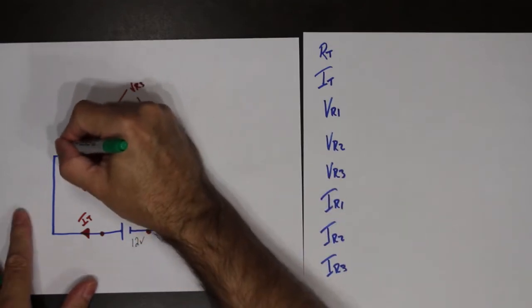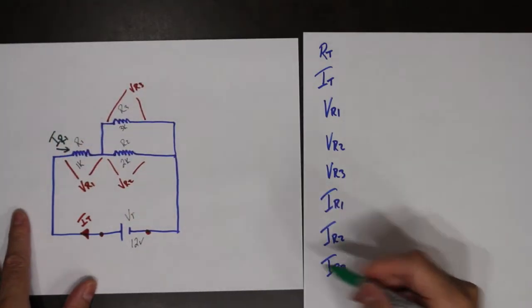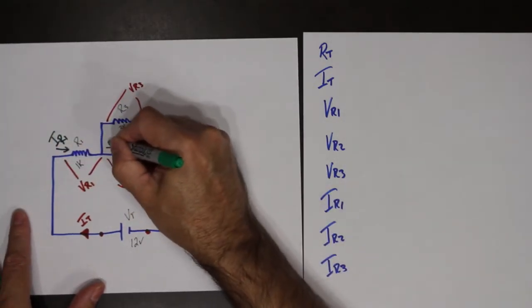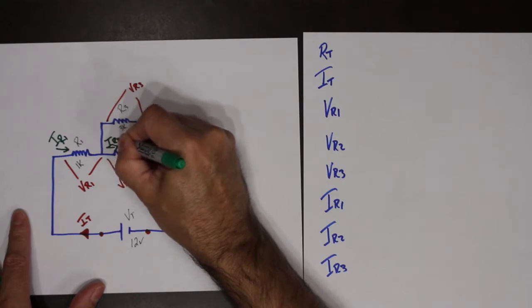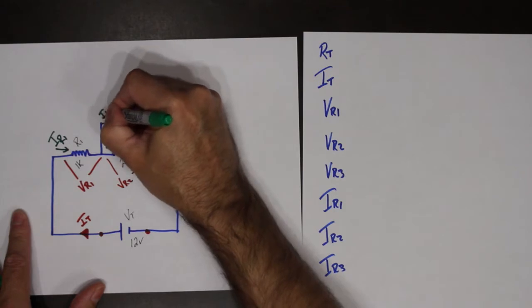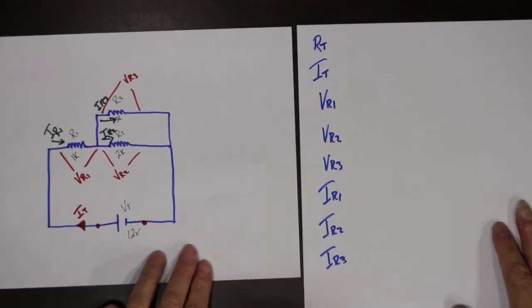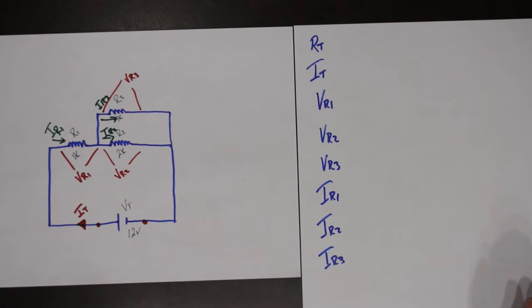IR1 is the current going through R1. IR2 is the current going through R2, and IR3 is the current going through R3. So that's what we're looking for. Now hopefully you can see already an idea of how these things are getting connected.